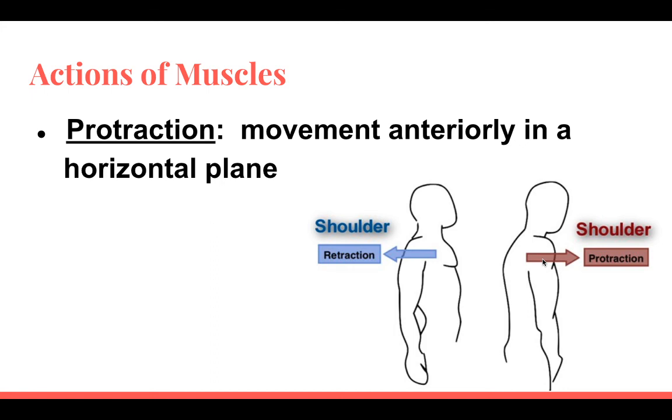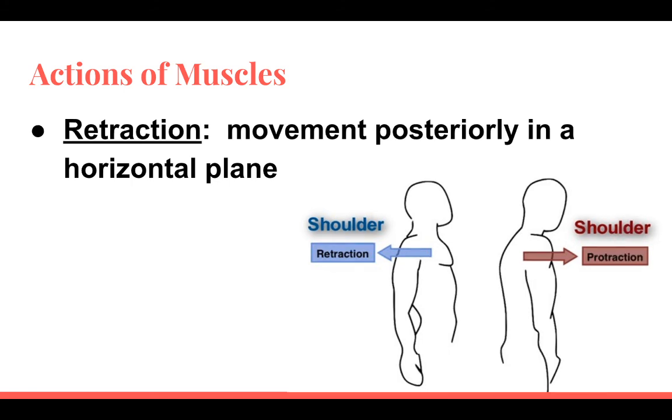Okay, that is protraction. The opposite of that is retraction. If you move them from a protracted position back, that is retraction. Or if you're standing in a normal position and you move your shoulders way back like you're trying to stand up straight and have good posture, and you stick your chest out and you move your shoulders back, that is retraction. And so that's what this is showing. Moving those shoulders posteriorly or backward in a horizontal plane.